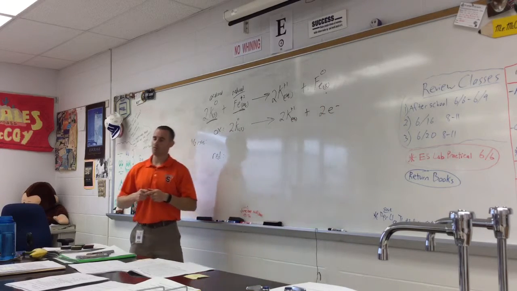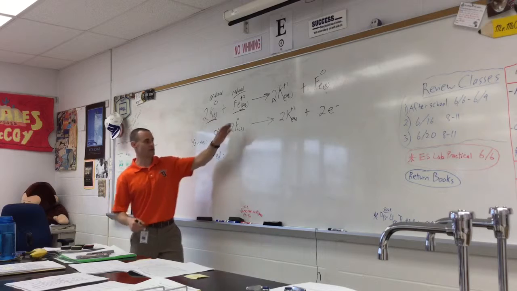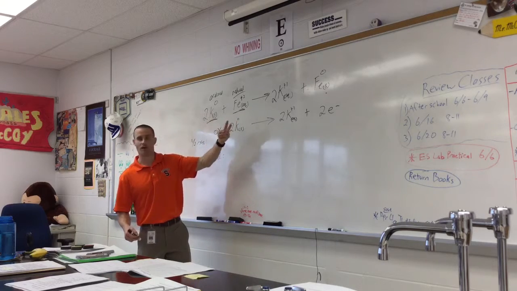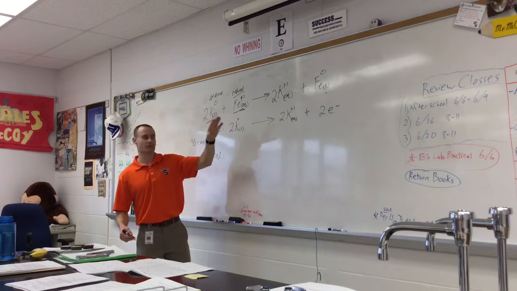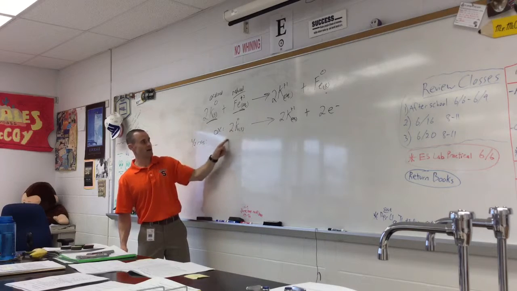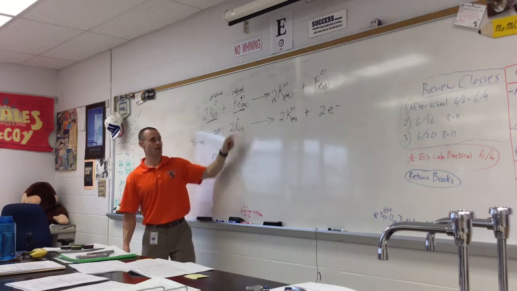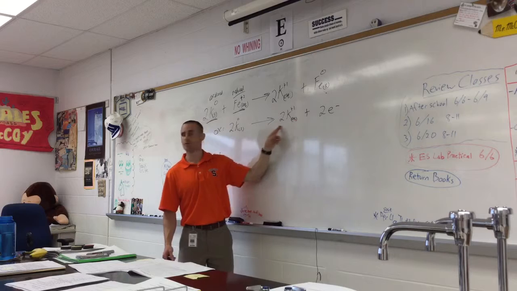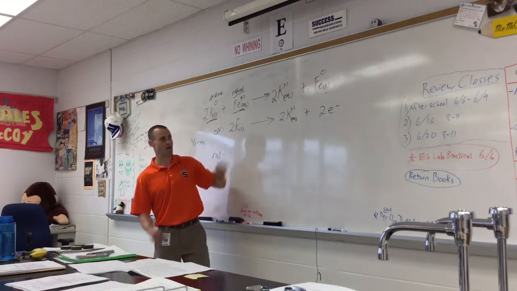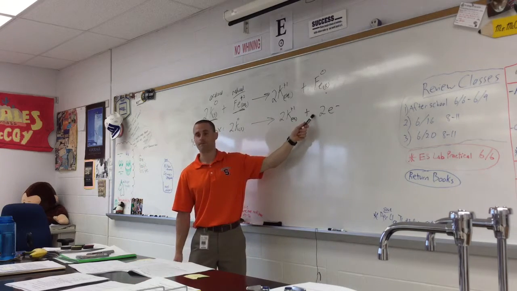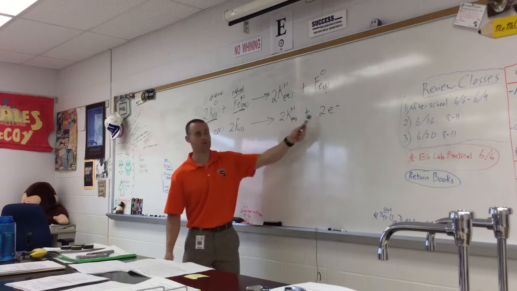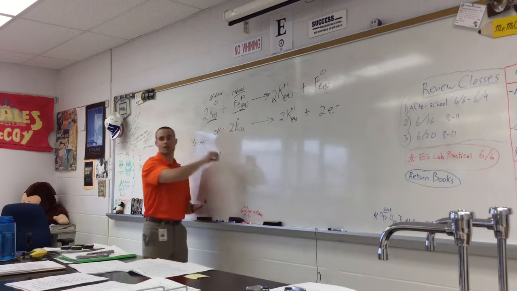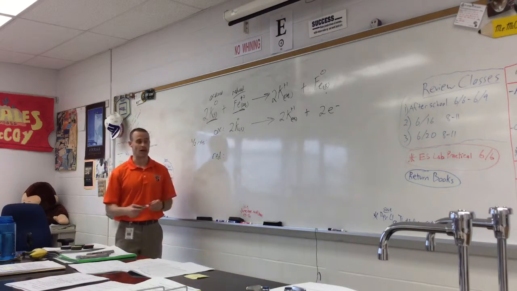How do you know it's 2e minus besides what I just said? 0 to plus 1, there's 2 of them, so that's 2 electrons. Conservation of charge. If this side of the arrow adds up to 0, and this side of the arrow is plus 2, the only way to balance that out is to add 2 electrons to this side. So 2 negatives, 2 positives equals 0. So charge is conserved or balanced.